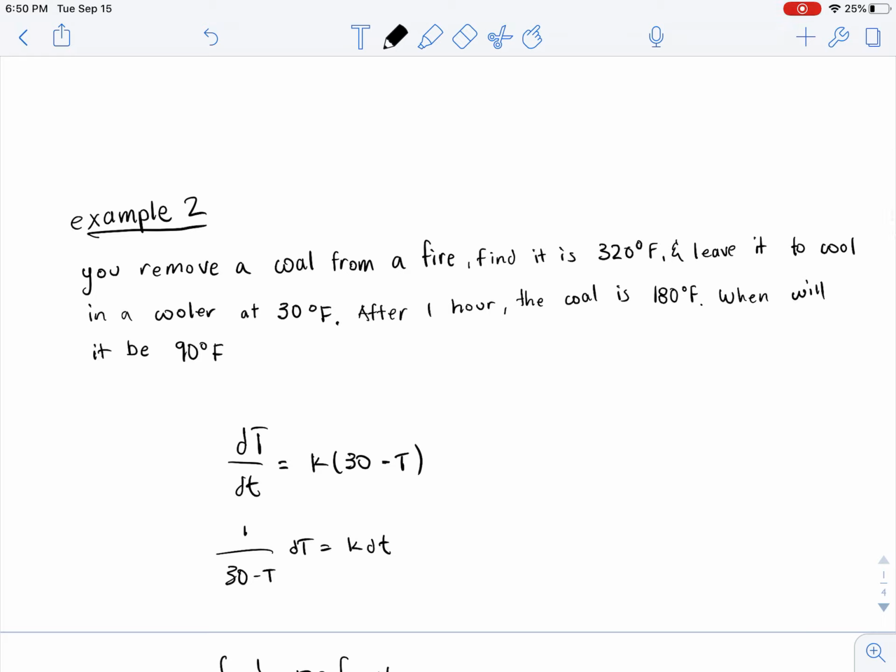Example 2: you remove a coal from a fire, find it is 320 degrees Fahrenheit, and leave it to cool in a cooler at 30 degrees Fahrenheit. After 1 hour, the coal is 180 degrees Fahrenheit. When will it be 90 degrees Fahrenheit?